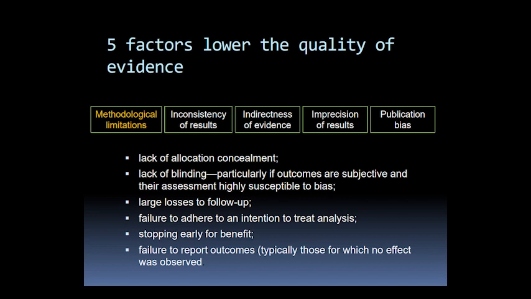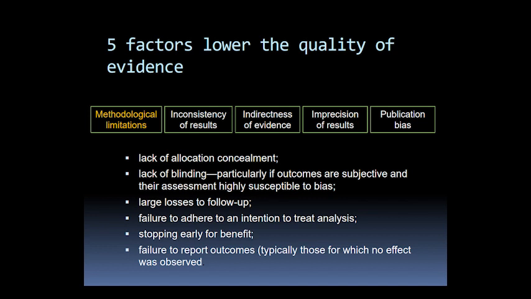So you have methodological limitations, inconsistency, indirectness of evidence, imprecision of results, and publication bias. All of these should be counted when you recommend for or against a specific treatment or protocol. An example for methodological limitations.